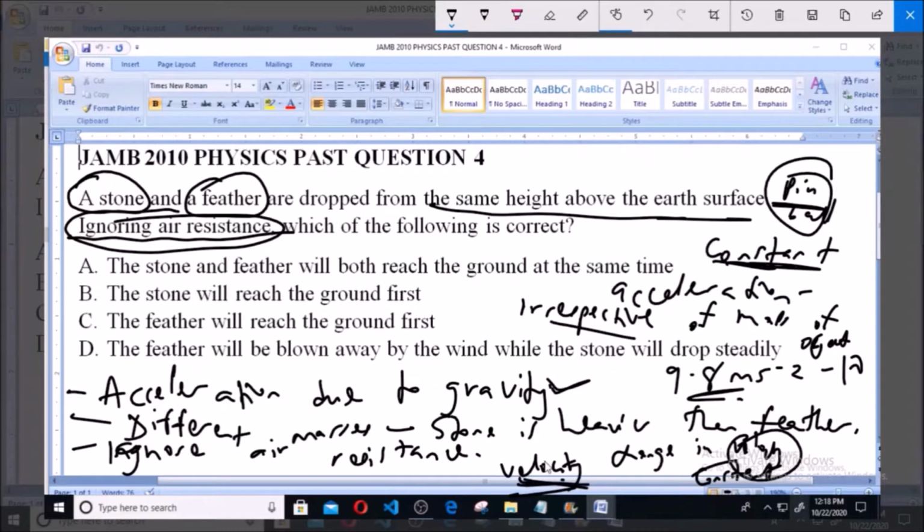So that means that they will reach the ground. This means that they will reach the ground at the same time. Now remember, we said this happens irrespective of the mass of the object. So having established that they will reach the ground at the same time, that is what is seen here in option A. The stone and the feather will both reach the ground at the same time. So option A is the correct answer to this question.